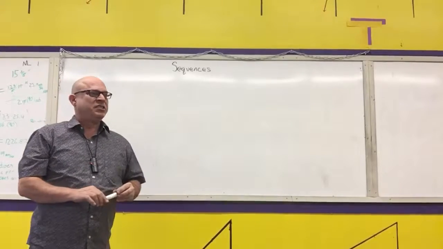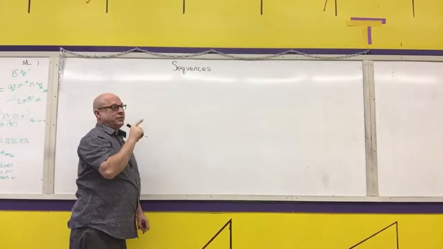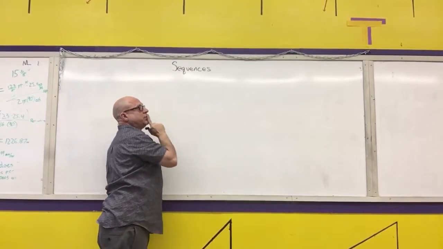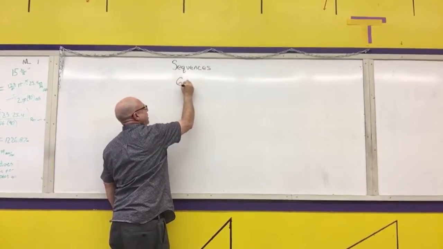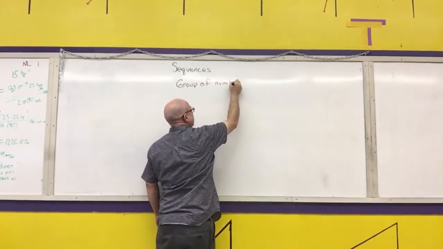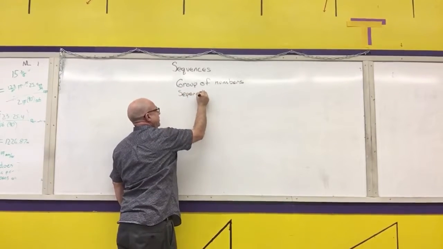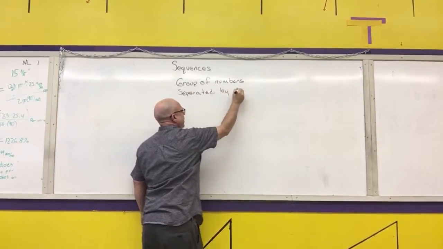So the first thing I need to do is define a sequence. Okay, so in your notes, a sequence is a group of numbers separated by commas.